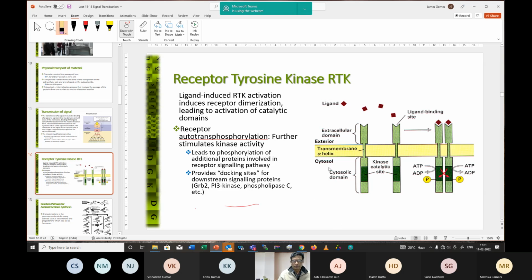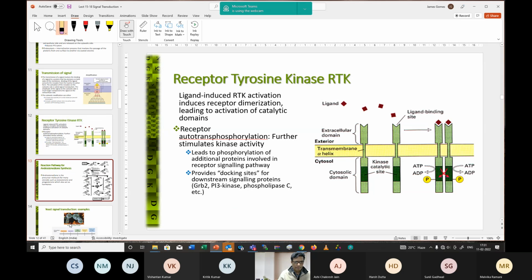So again, the basic structure is the same. The three layers are the same, but then you have one extra dimension of complexity that arises with this kind of behavior.